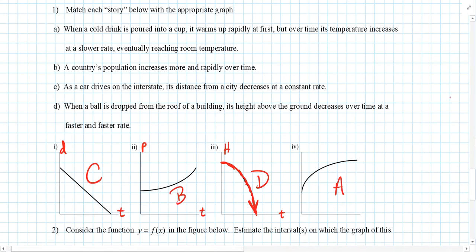And so that leaves story A, with the temperature of a cold drink that warms up over time. So we might have temperature over time. This cold drink will warm up fast at first, but as it gets closer to room temperature, while it still increases in temperature, it increases at a slower rate. And we have this horizontal asymptote which the temperature would approach.